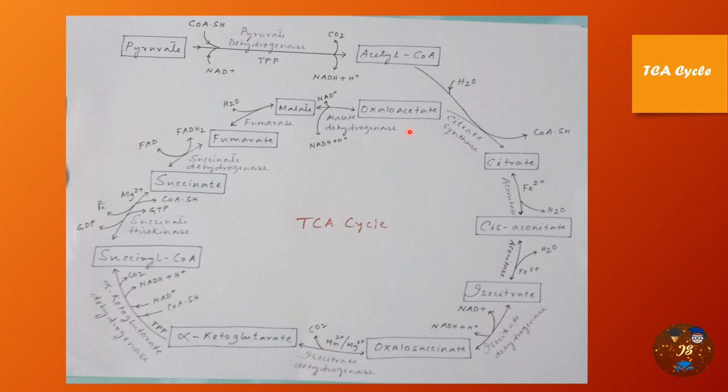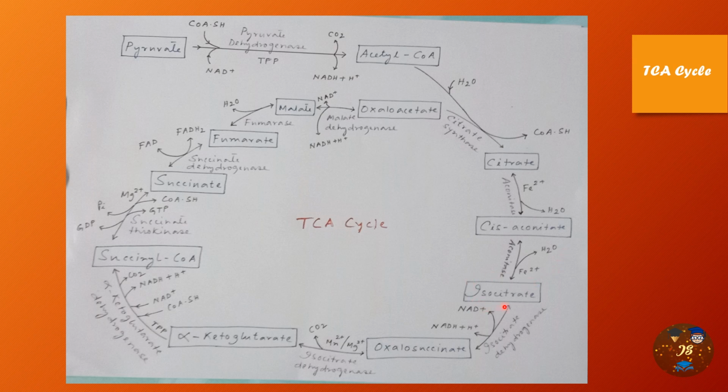It converts oxaloacetate into citrate with the help of citrate synthase, and here water enters into the cycle. Now the citrate is converted into cis-aconitate with the help of the aconitase enzyme, as you can see. Iron helps here, and the water that entered in the previous step is released in this step. This cis-aconitate, with the help of the same enzyme aconitase, converts into isocitrate. Again water is released and iron is helping.